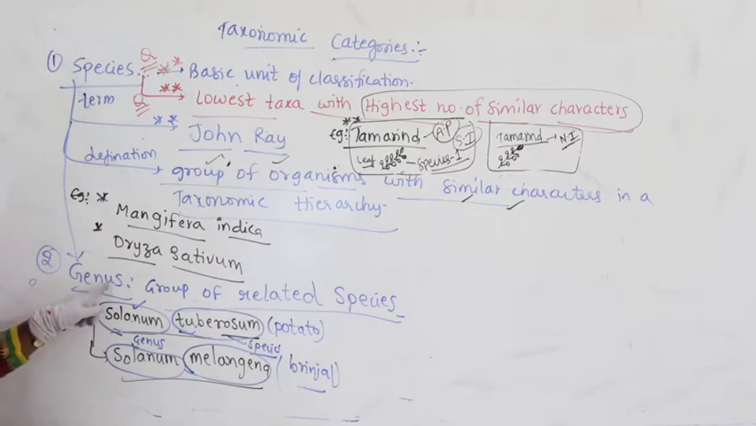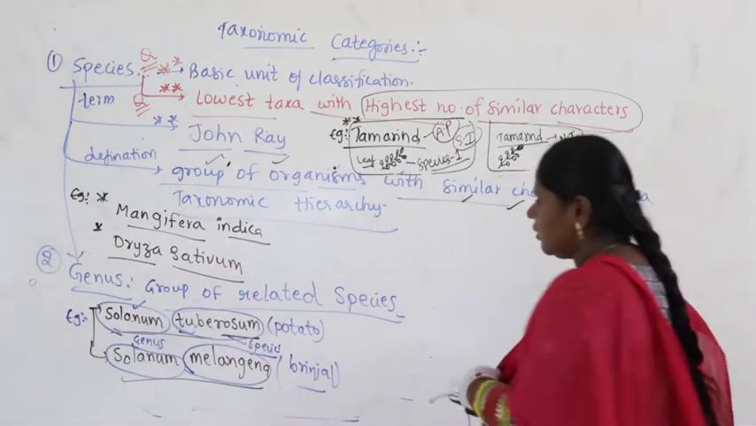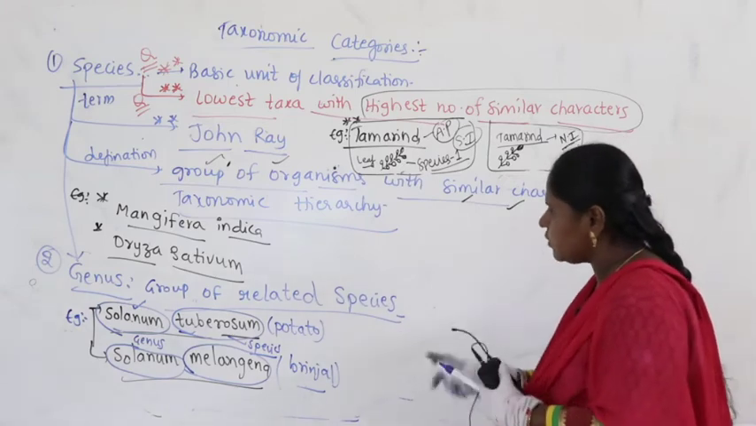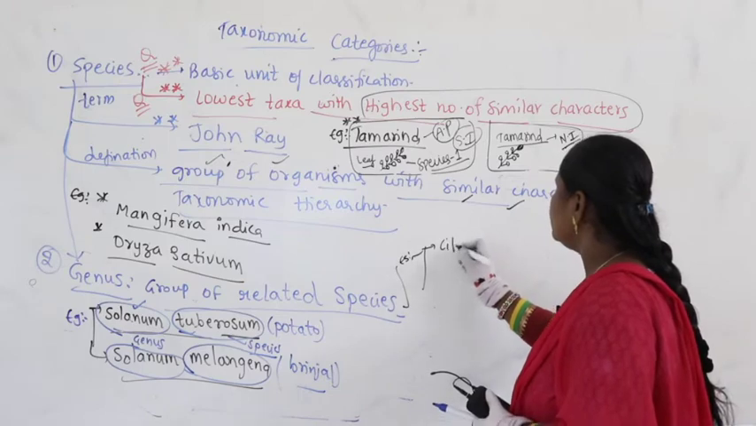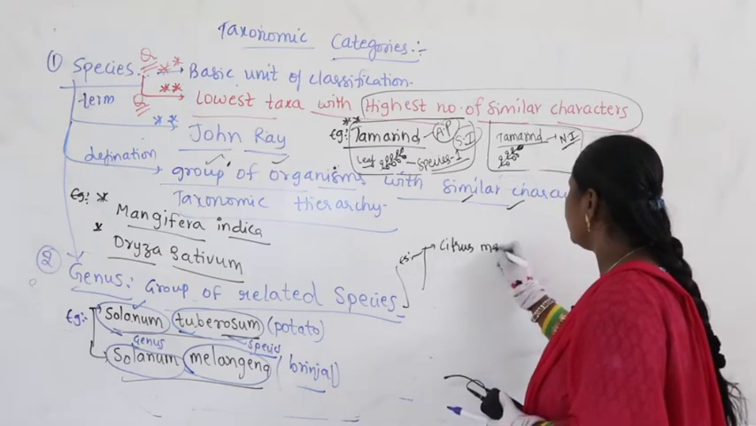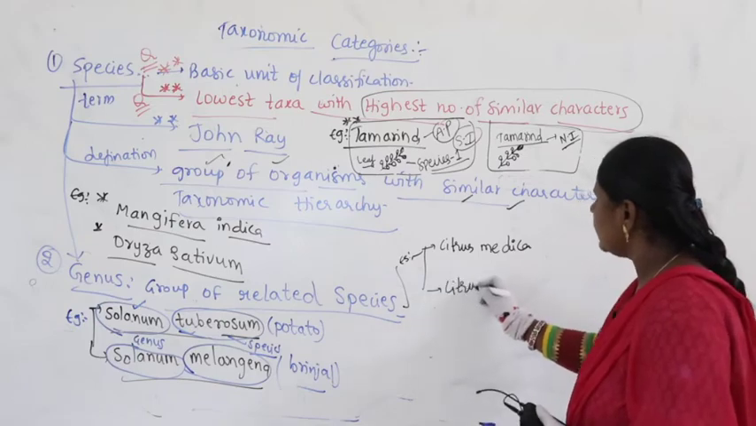Okay. So, what is genus? A group of related species. Similarly, Citrus medica, I think you remember we have studied some other examples also. I am giving you other examples like Citrus medica and Citrus sinensis.